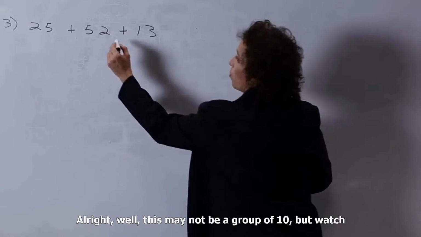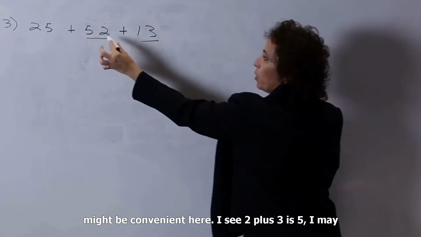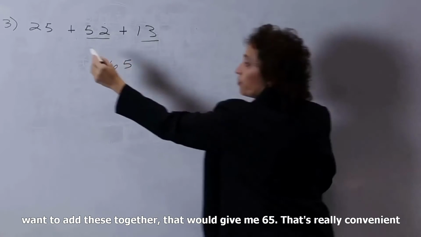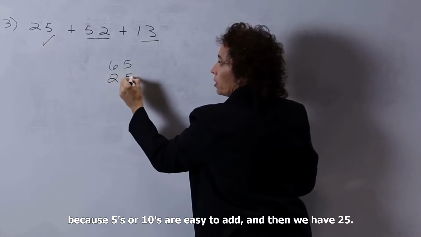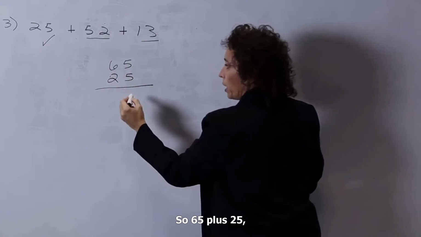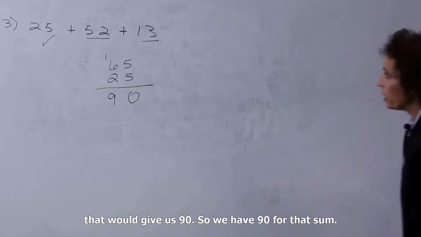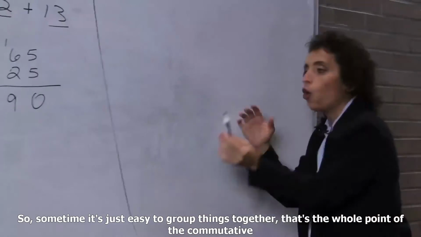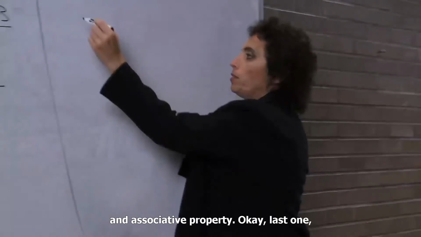All right. Well, this may not be a group of 10, but watch, something might be convenient here. I see 2 plus 3 is 5. I may want to add these together. That would give me 65. That's really convenient because 5s or 10s are easy to add. And then we have 25. So 65 plus 25 would give us 90. So we have 90 for that sum. So sometimes it's just easy to group things together. That's the whole point of the commutative and associative property.